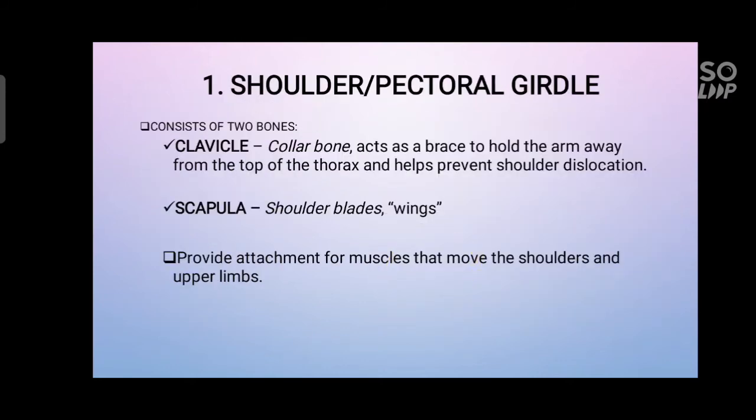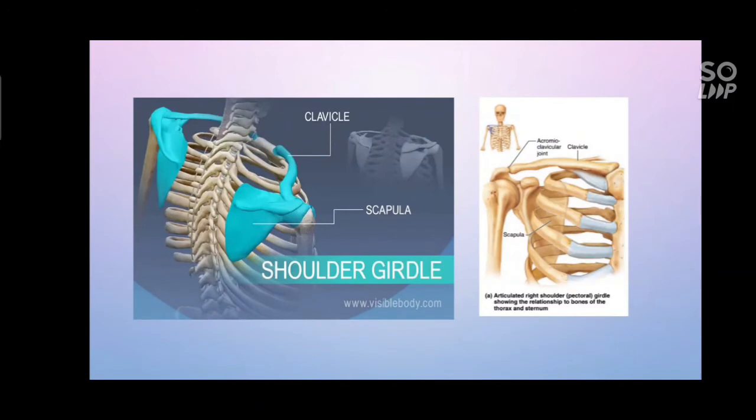The shoulder or the pectoral girdle consists of two bones. The clavicle, also known as the collarbone, acts as a brace to hold the arm away from the top of the thorax and helps prevent shoulder dislocation. And the scapula, or the shoulder blade, or the wings, provides attachment for muscles that move the shoulders and the upper limbs. So this is the shoulder girdle, the clavicle and the scapula.